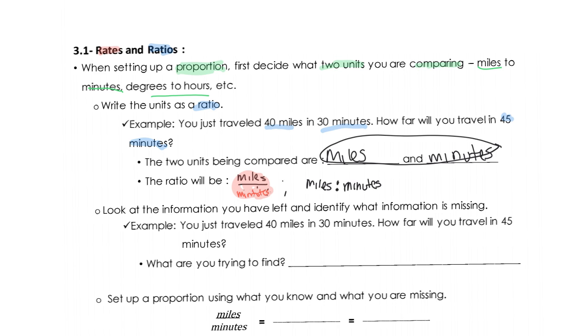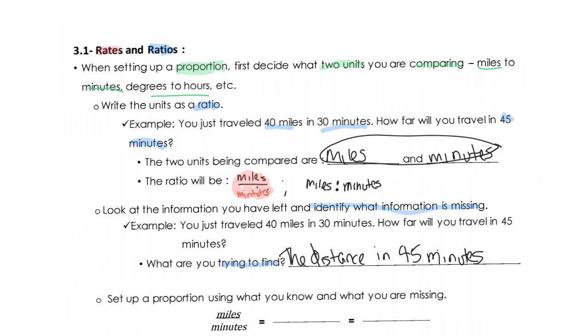So once we write it as a ratio, we look at the information we have left and identify what's missing. So what is the question actually asking? What are we trying to find? Hopefully you said we're trying to find the distance we go in 45 minutes. Okay. So that's what we're trying to do.